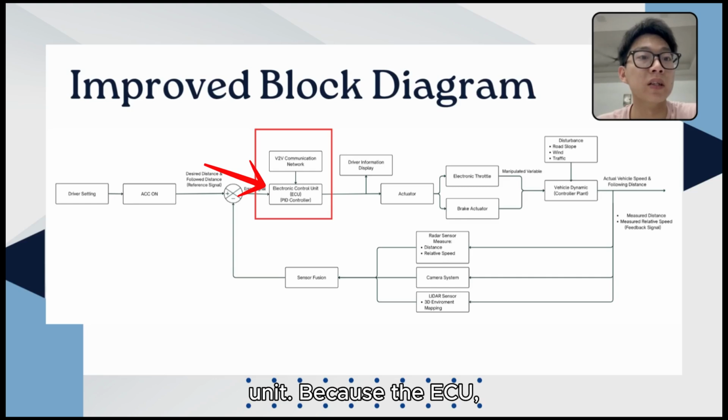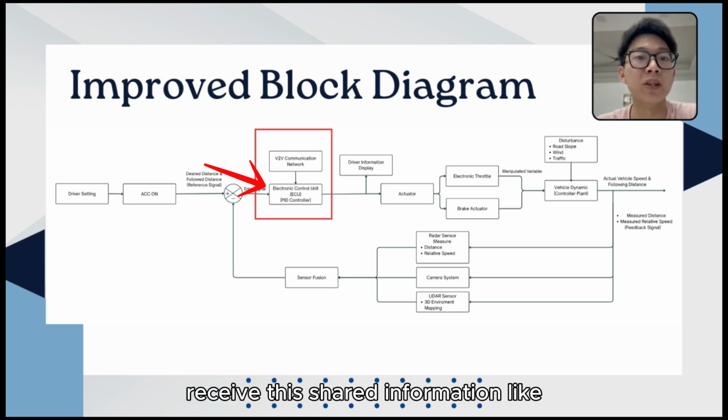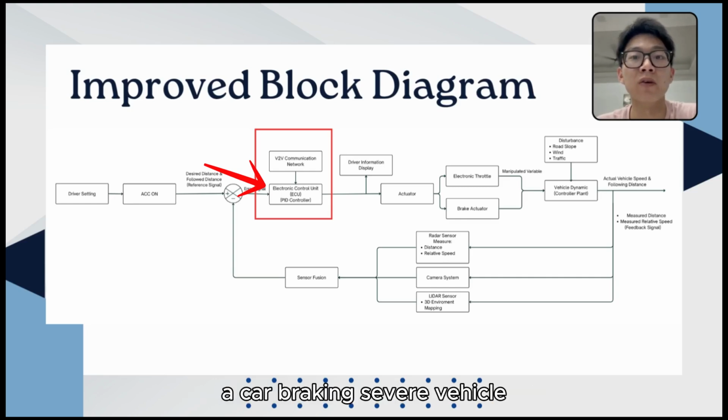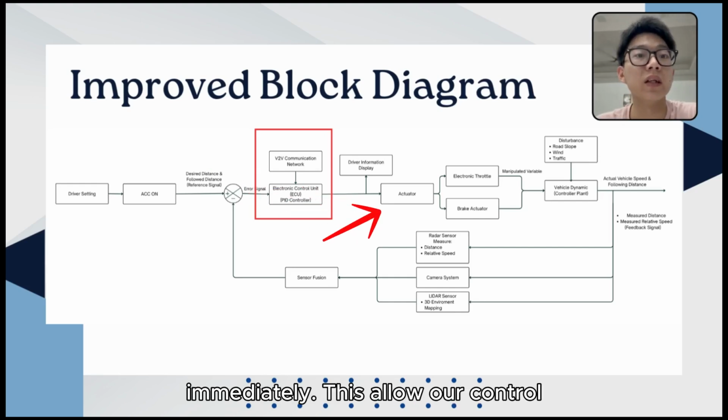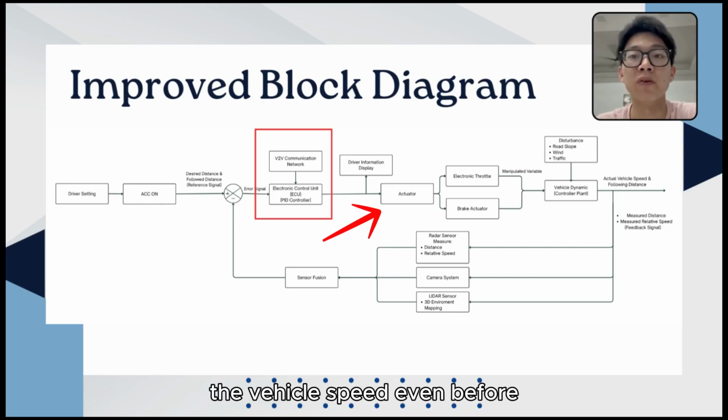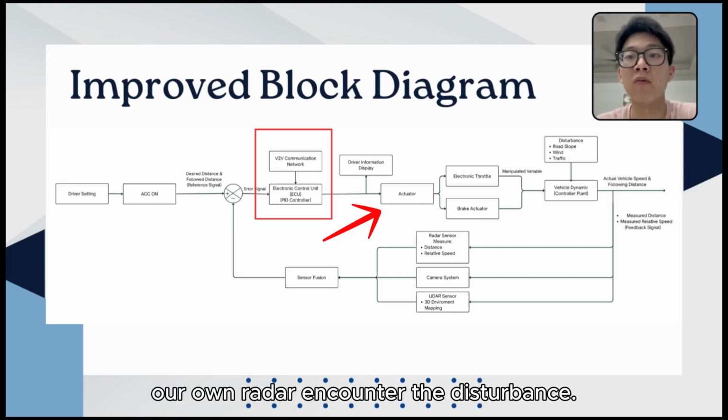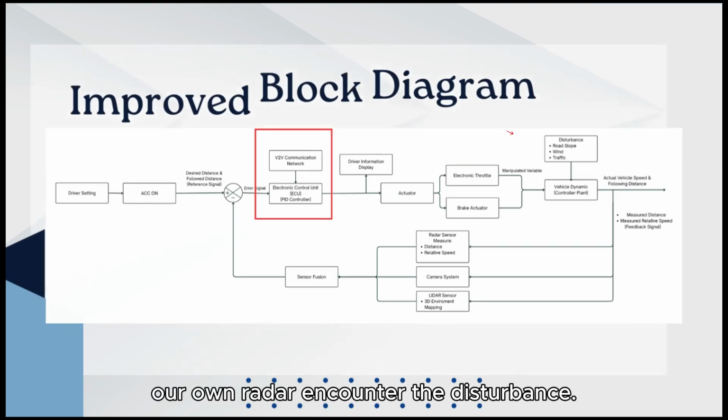Because the ECU receives this shared information, like a car braking suddenly ahead, it can process the situation and command the actuator immediately. This allows our control system to be proactive, adjusting the vehicle speed even before our own radar encounters the disturbance.